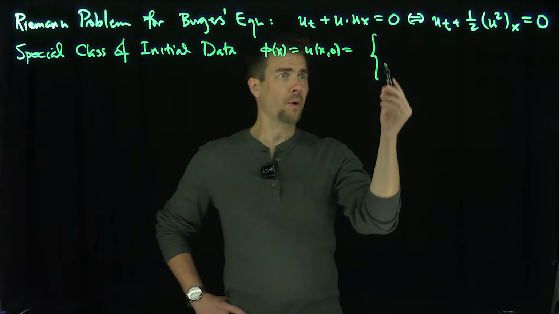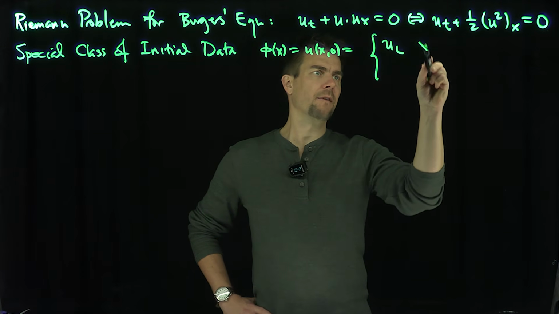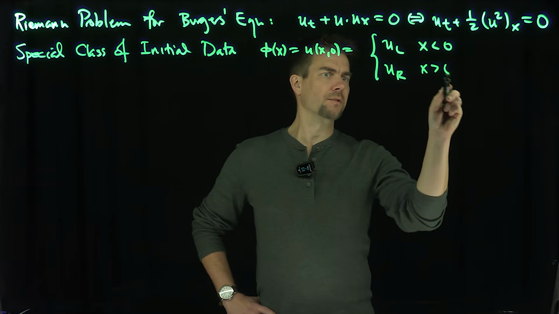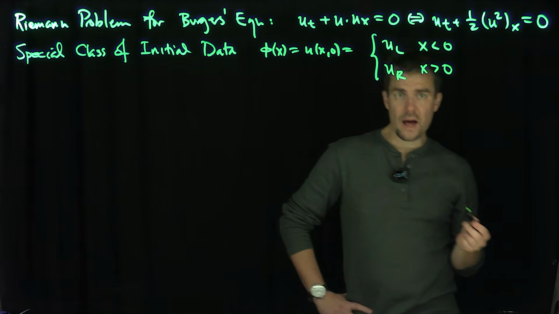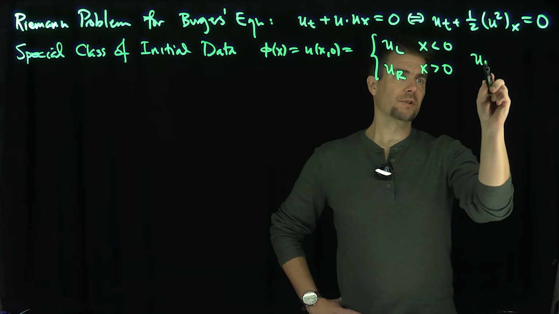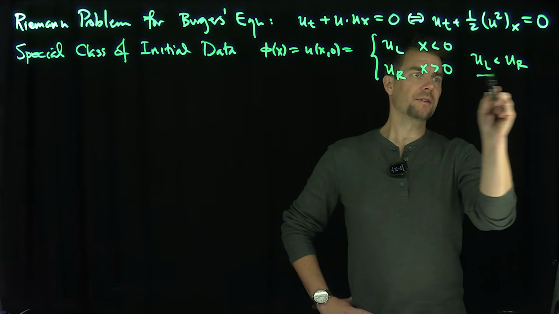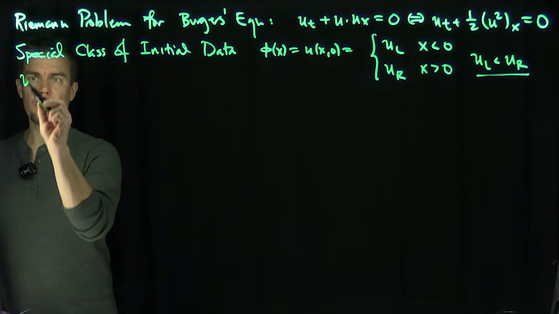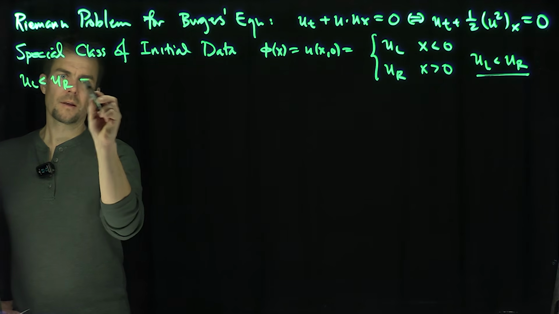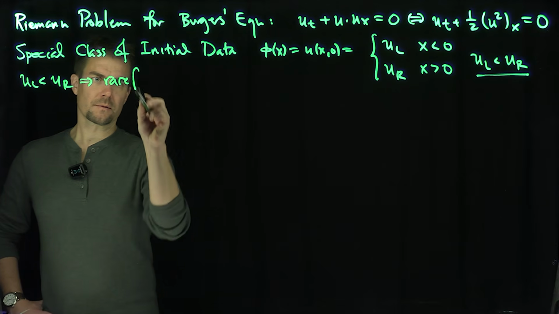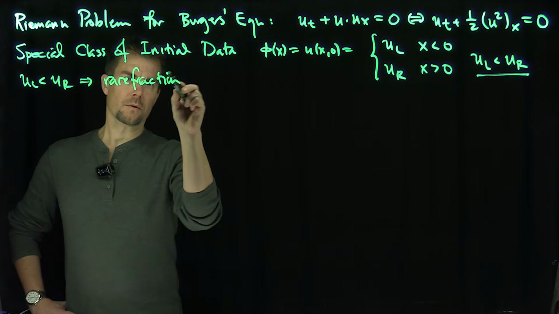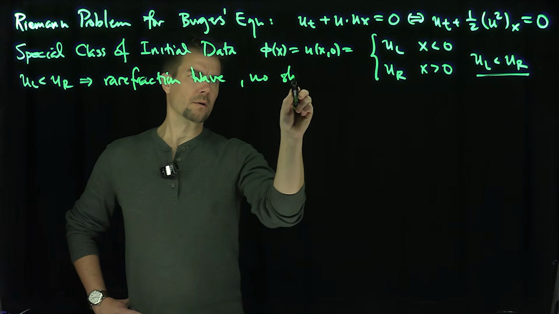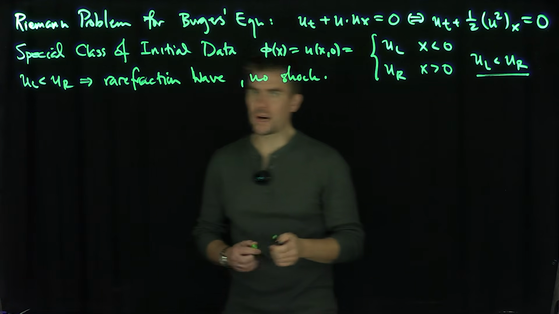It's going to be equal to u_l if x is less than 0, and equal to u_r if x is greater than 0. I'm assuming here that u_l is less than u_r, that's the important assumption. If this is the situation, we're not going to get a shock, we're going to get a rarefaction wave. So u_l less than u_r implies that there's a rarefaction wave and no shock.